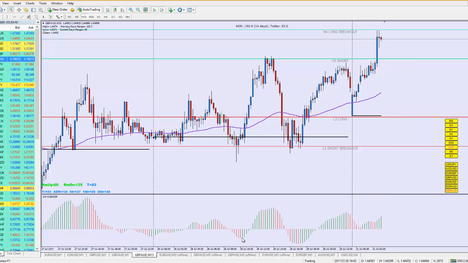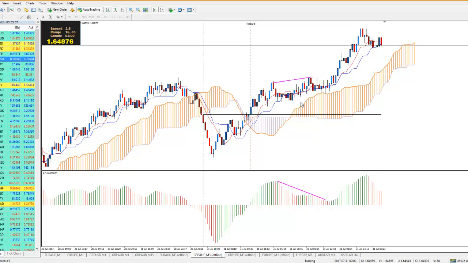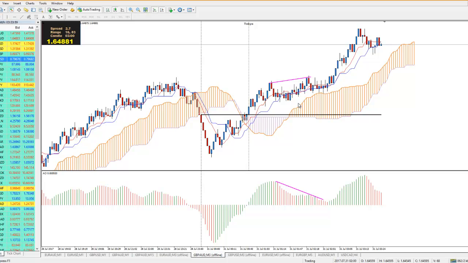That's just one of the things I wanted to highlight as to why you should always be careful with your entries, especially in a trending pair such as the pound versus the Australian dollar or the euro versus the Australian dollar. They can both trend very well, and it can sometimes catch you out if you enter too soon. So always look for that confirmation, and let's hope for a good day today.